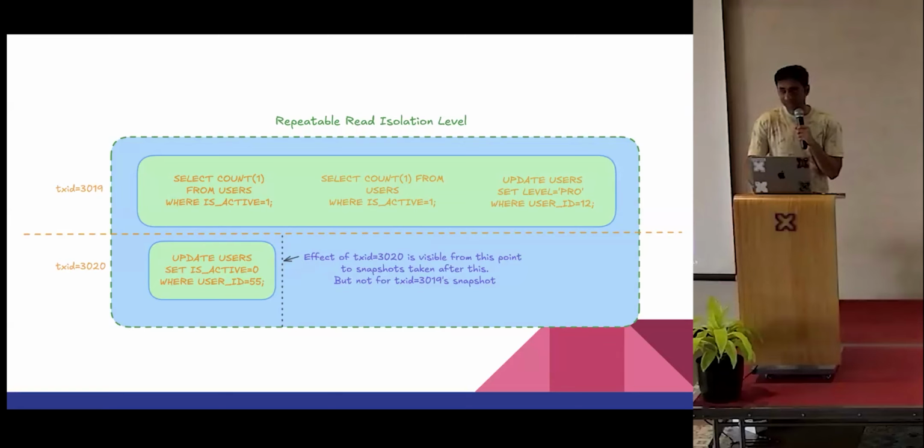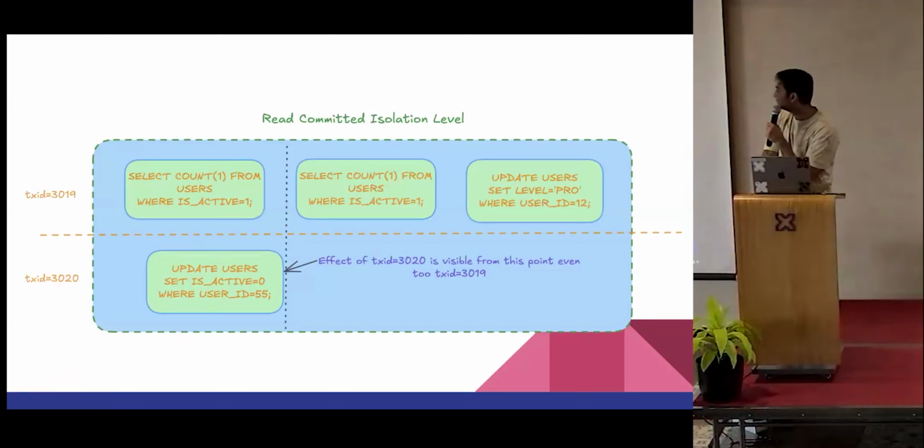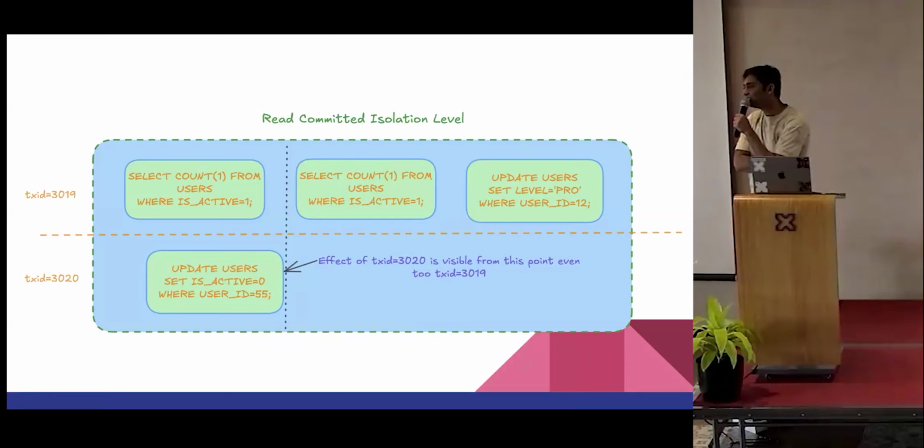Any more questions? Can you please go to the previous slide? For transaction 3019, what could be the effect if instead of select, it was an update statement? Yes, 3019, the first statement is a select statement. What would be the effect if it was a DML statement? Same thing.